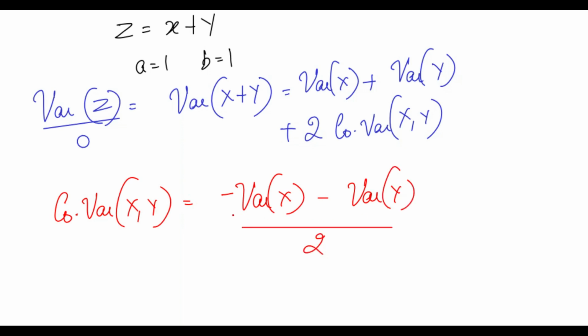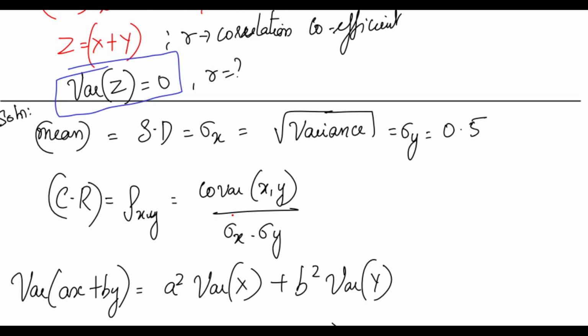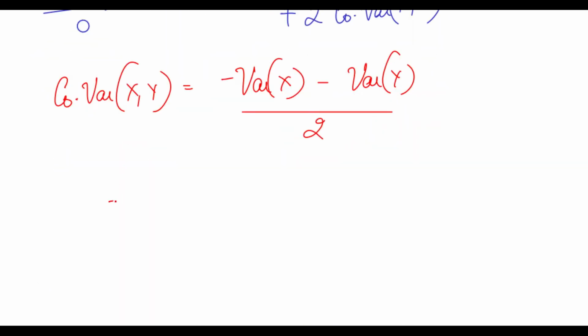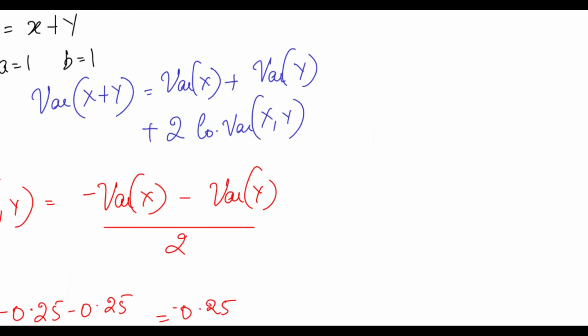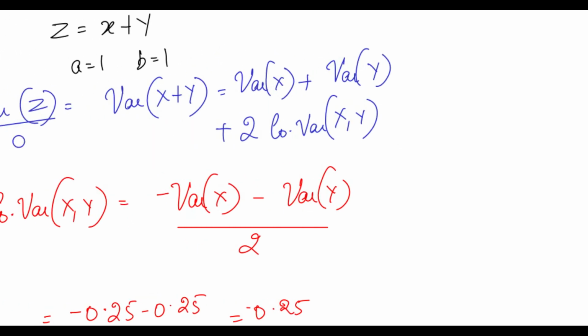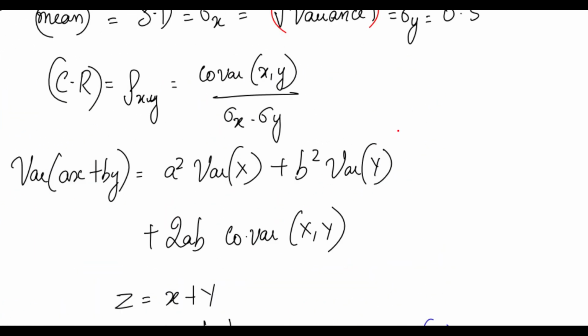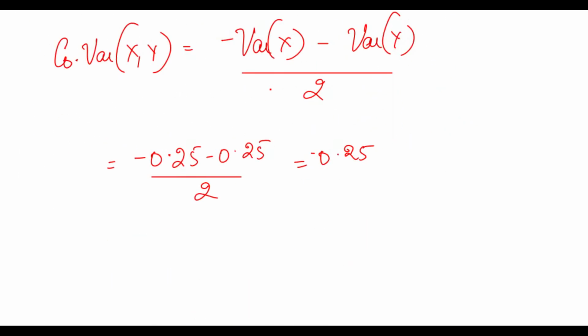So what is variance of x? Standard deviation is the root of variance, so variance is the square of the standard deviation. So you take the square of 0.5 also. That will be the variance. Since it's squared, it's going to be minus 0.25 minus 0.25 divided by 2, which again gives minus 0.25, which is the covariance of x comma y. So now let us put this covariance of x comma y, which is minus 0.25, in this formula. You will get the final required answer.